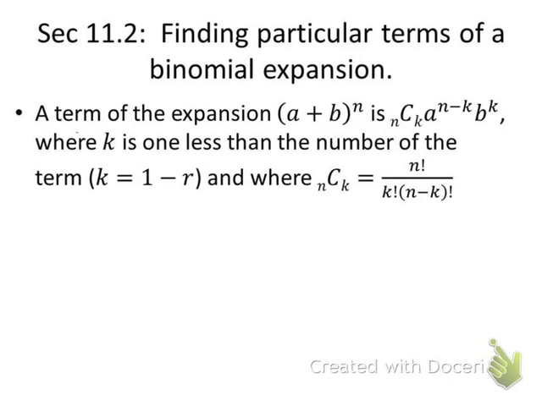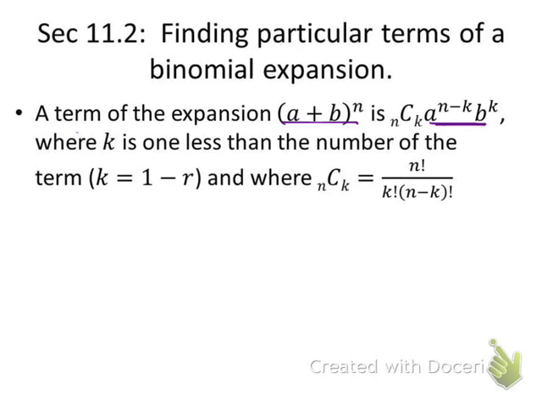In this section, we're looking at finding particular terms of a binomial expansion. So in section 1, we created the binomial expansion using Pascal's triangle. Now what we're looking for here is, what if we were given a certain term we need to find in the expansion? So what we're saying here is we're expanding a plus b to the n. Those are binomial expansions. And we had this rule back in the last one for how we could find our a and b values.